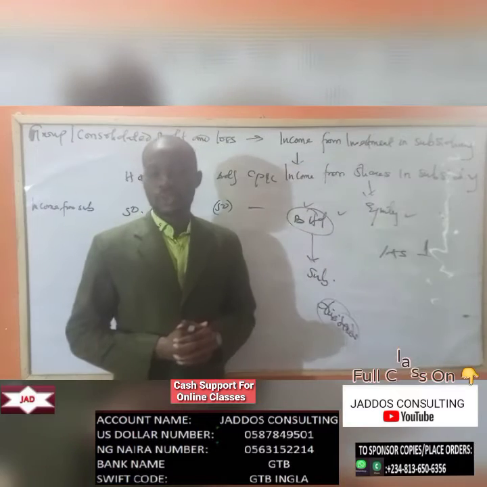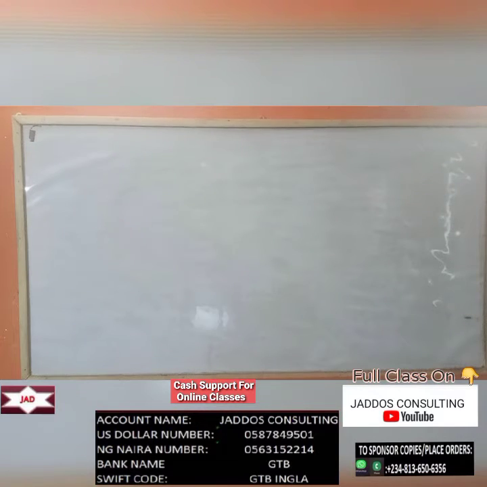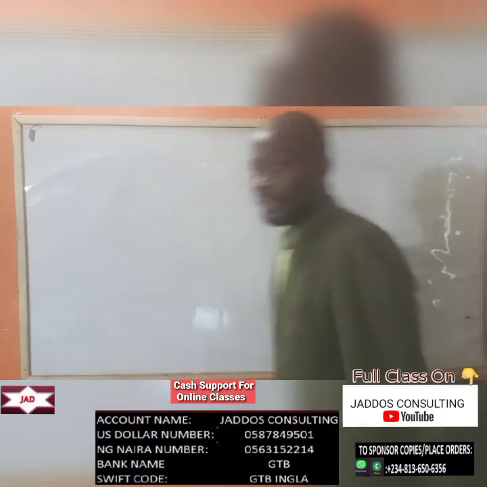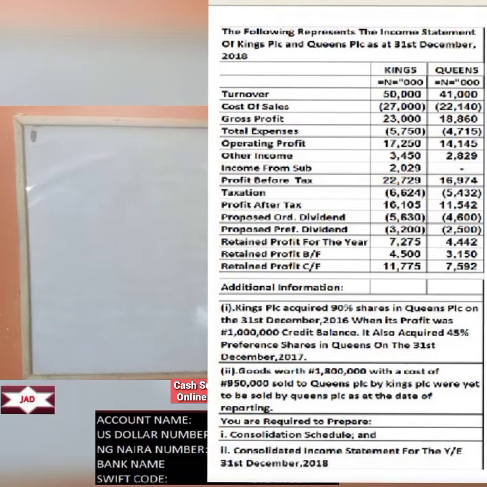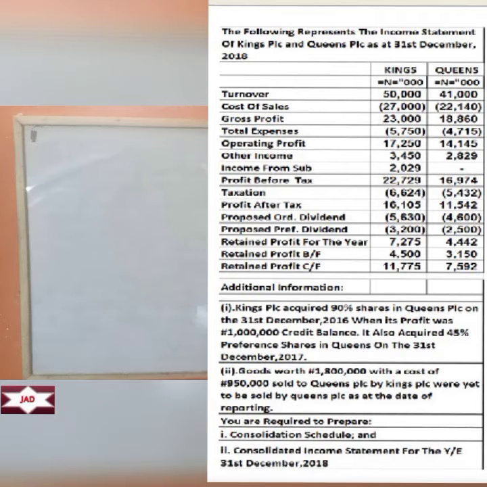So let's take a question so you understand what we're talking about here. All right, let's really take this question so you get the point I'm trying to make. Here we have the following, which represent the income statement of Kings PLC and Queens PLC as at 2018. So we have all the items down there: turnover, cost of sales, all down to retained profit carried forward. Now they say Kings PLC acquired 90% shares in Queens PLC on 31st March 2016 when its profit was 1 million naira credit balance. It also acquired 45% preference shares in Queens on 31st March 2017.